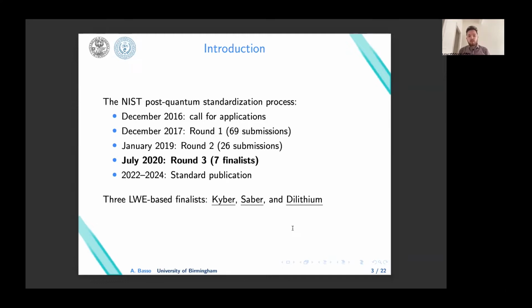In this round 3, there are 7 finalists, the majority of which are based on lattice problems. In particular, among the lattice-based protocols, 3 are based on the learning with error problem. These are exactly the 3 protocols that we will be talking about today: Kyber, Saber, and Dilithium. The first 2 are encryption schemes, and Dilithium is a signature scheme.